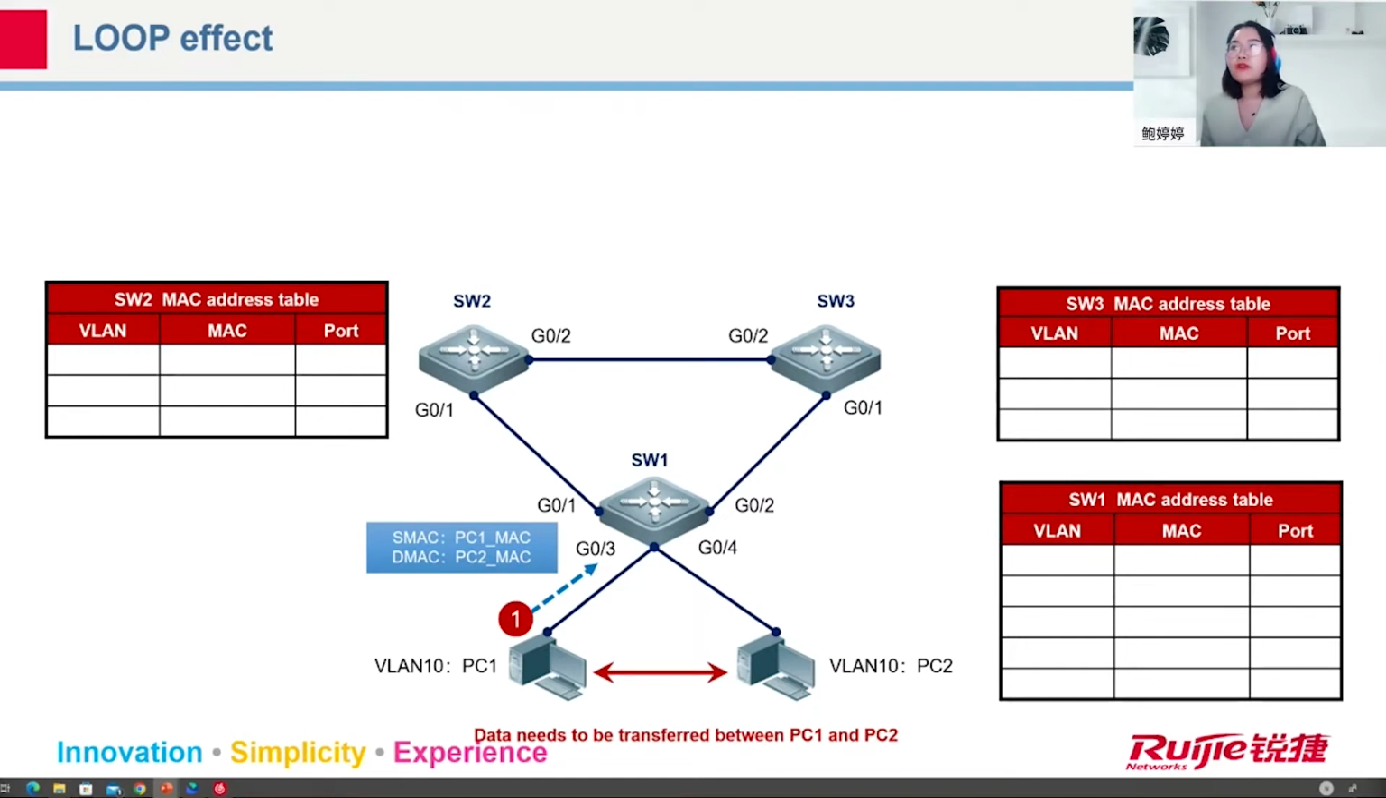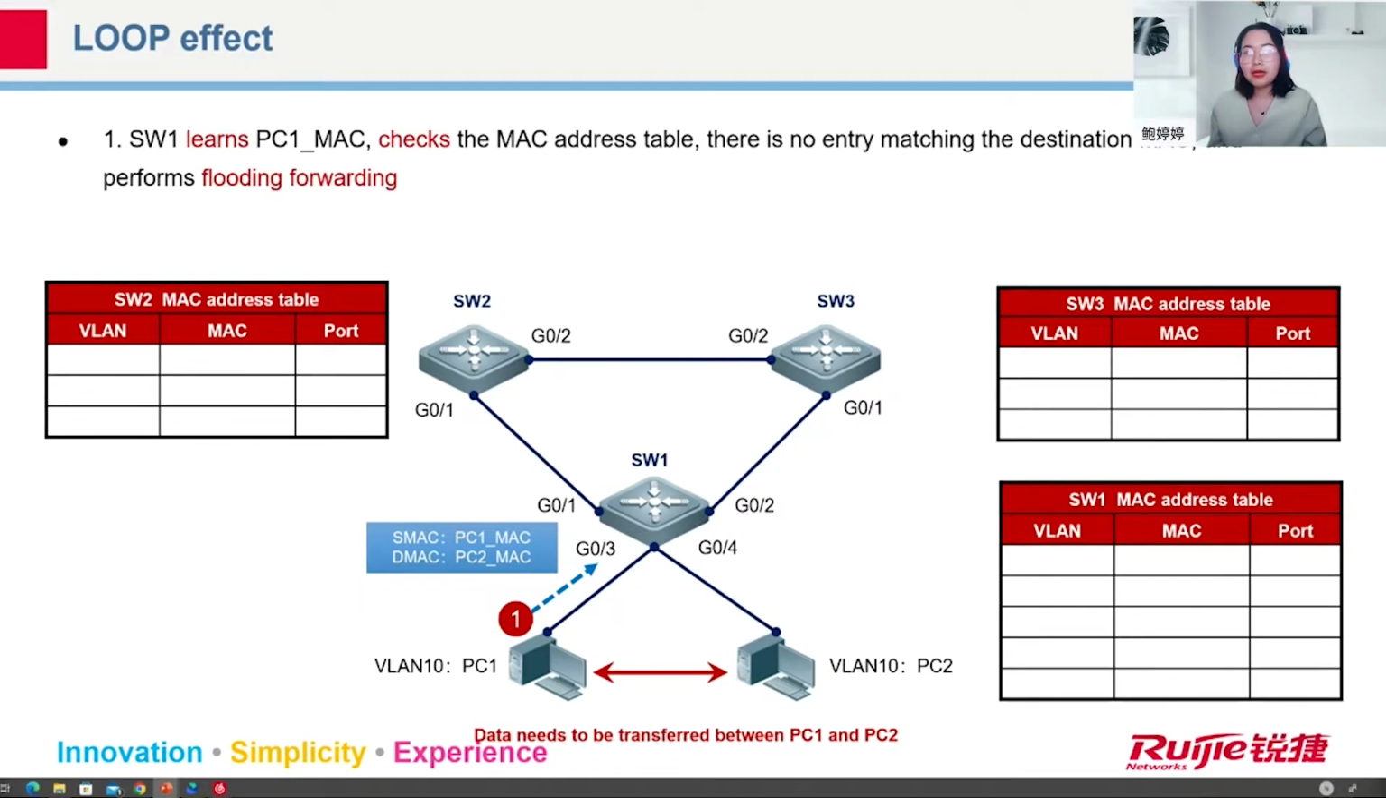So when switch 1 receives this message, we have 2 processes, right? The first one is to learn the MAC address. This is the learning process. What does learning mean? We will add the source MAC address, connected with the receiving interface, into the MAC address table, and then we will send the message out according to this table and depending on the destination MAC address.